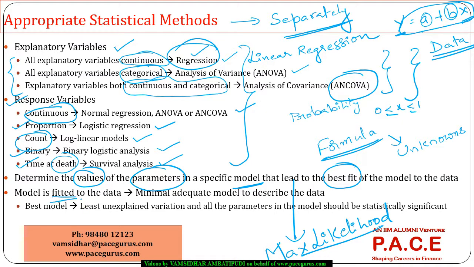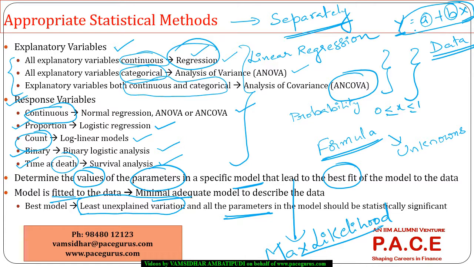So the model is being fitted to the data and I require the minimal adequate model to describe the data. And when we are saying this model should be the best possible fit, we are measuring it in terms of least unexplained variation, which is otherwise like the error associated with that particular model. When I use the word error here, the deviation of the predicted values from the actual values should be the minimum possible. And all the parameters of the model, in this case a and b, need to be statistically significant. In that case, we say that the model that we have fitted is a best fit model to the data.